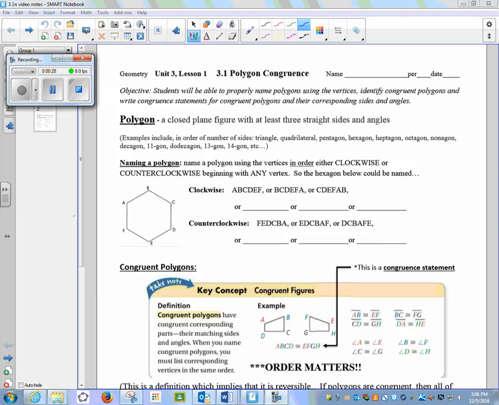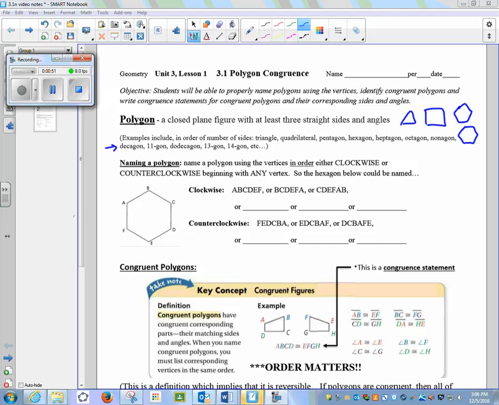So you know what polygons are. You've got triangles, you've got quadrilaterals, you've got pentagons, hexagons, etc. Okay, those are all polygons. They're all listed here, or some are listed here, I should say. Naming a polygon is actually a very important piece of this lesson.